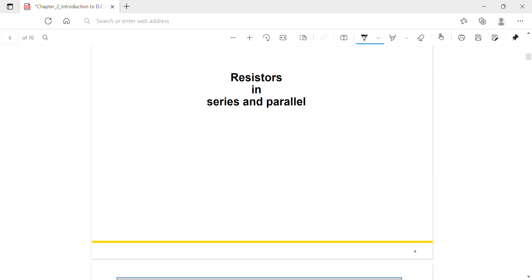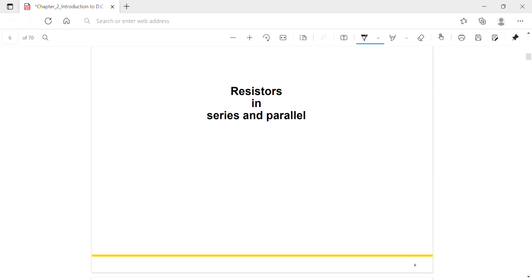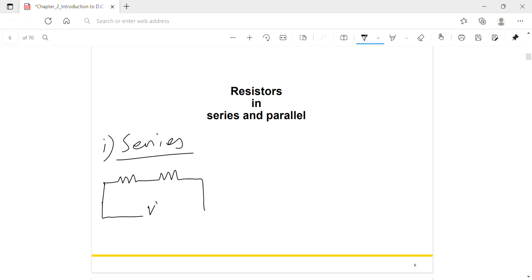Now we are going to discuss resistors connected in series and parallel. First we see the series case. When a circuit has two resistors connected in series with a voltage source, we name them R1 and R2. Basically, there are two resistors connected in series and a voltage source here.